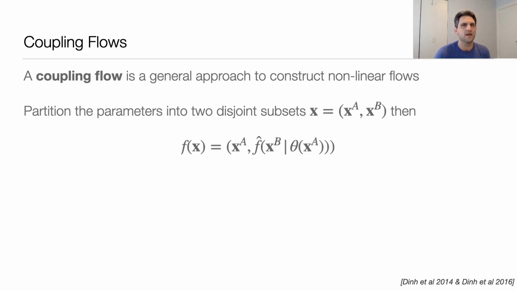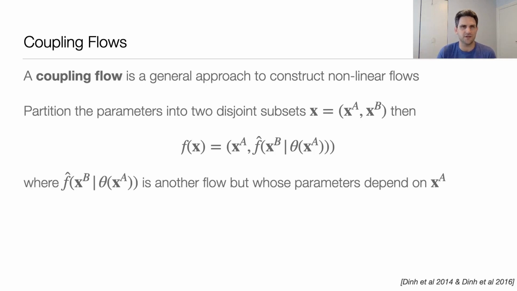All right. And what we're going to do is not touch XA, and only apply an invertible differentiable transformation on XB. That transformation, where this F hat here is going to be another flow, has parameters that only depend on XA itself. They don't depend on XB. This might seem like a bit of a strange thing to do, but let me walk you through this a little bit more graphically.